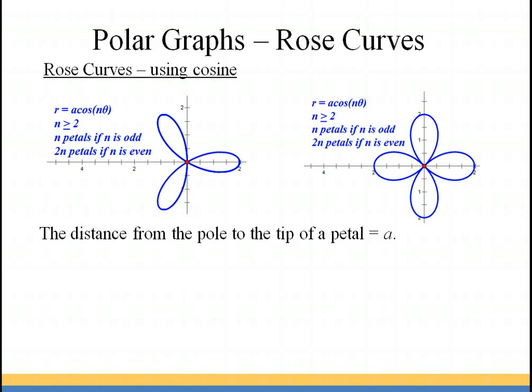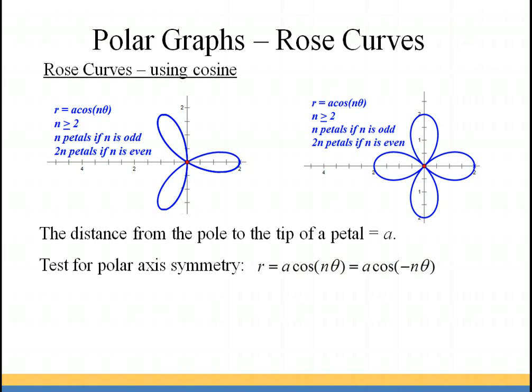The distance from the pole to the tip of a petal is the length of a, which is the coefficient of the cosine. We can do a test for polar axis symmetry by replacing theta with negative theta. Since the cosine of the negative of an angle is equal to the cosine of the positive of the angle, you have polar axis symmetry.